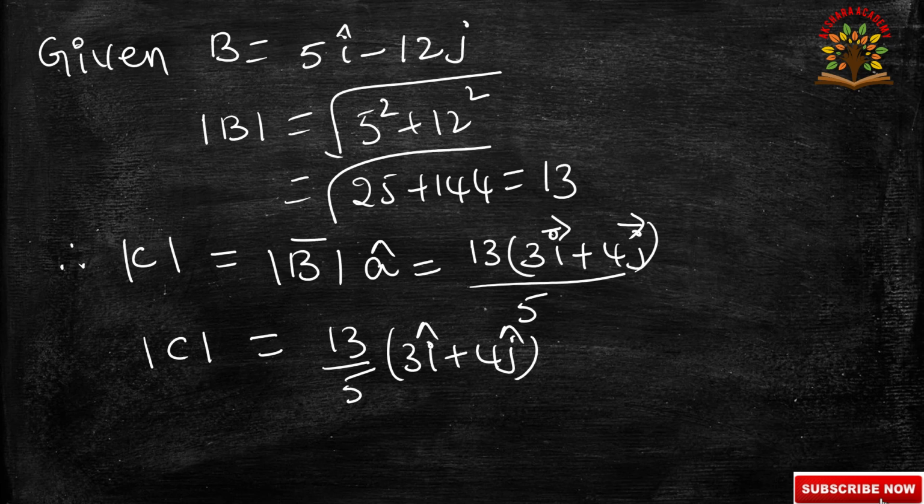This is about calculating the vector with magnitude of b bar and parallel to a bar. If c bar is parallel to a bar and has magnitude of b bar, then c bar is equal to modulus of b bar times a cap. This is the formula, and finally we get the answer: c bar is equal to 13 by 5 into 3i bar plus 4j bar. Go to the next problem.